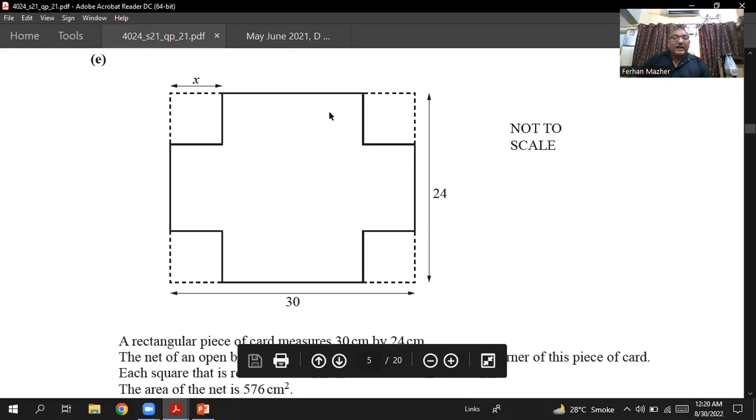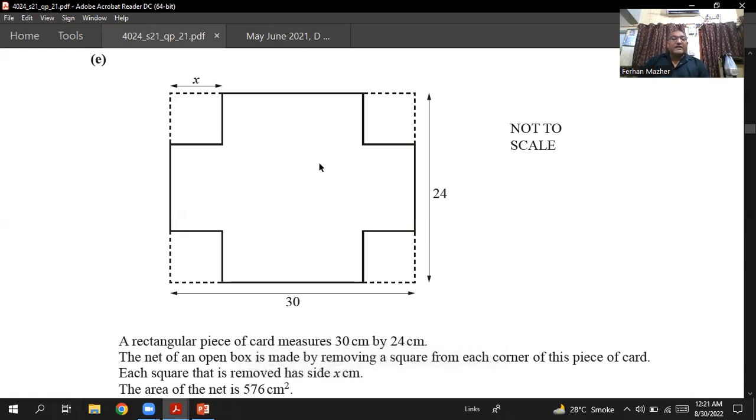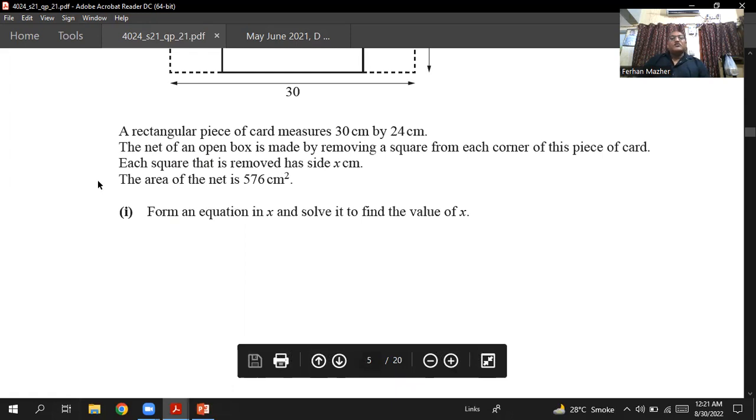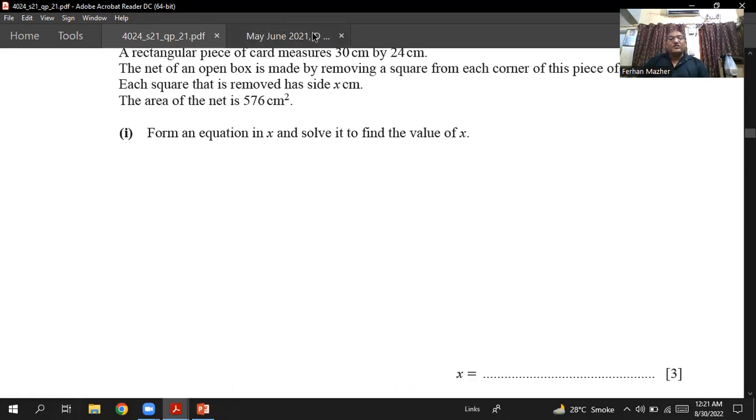So the area of this net can be found from the big rectangle. Subtract these four squares and you will get the area of the net. This length is 30, this length is 24. So multiply 30 with 24 and from it subtract the area of these four squares. So the strategy is simple. It's a 3-mark question.